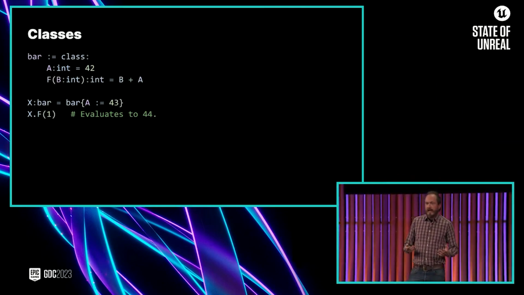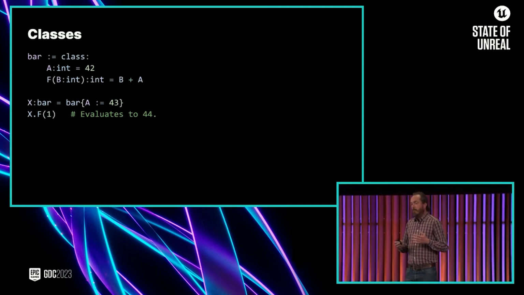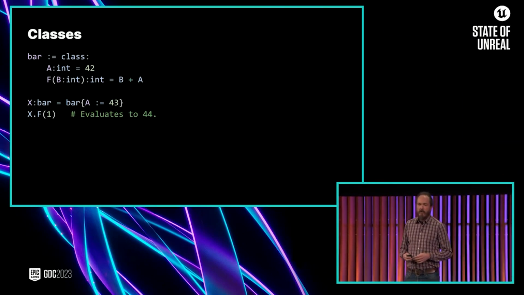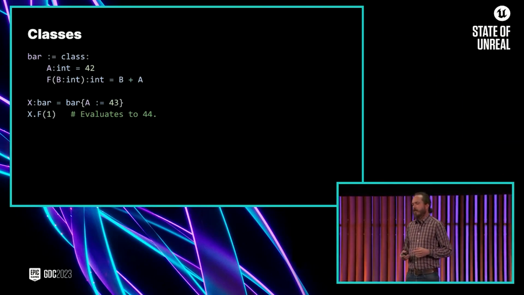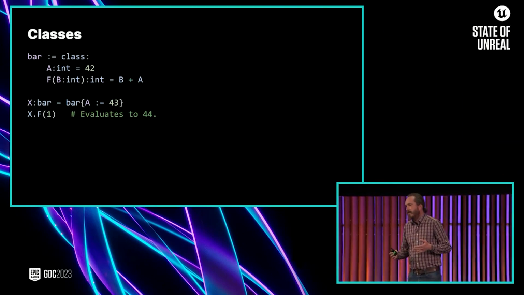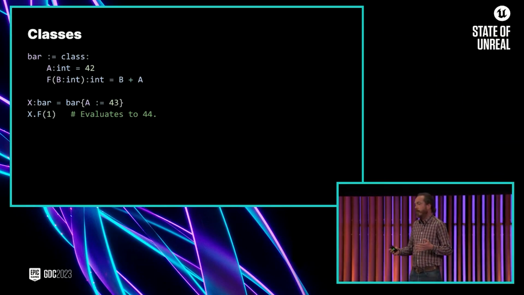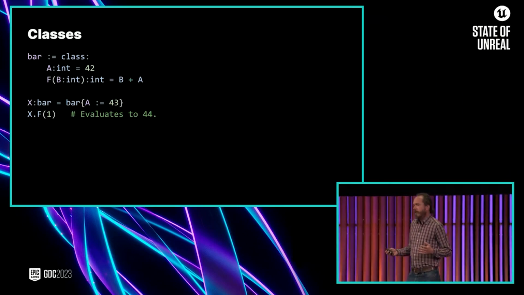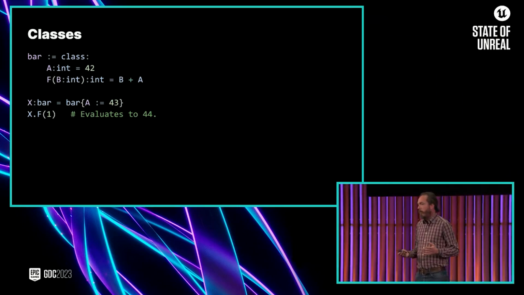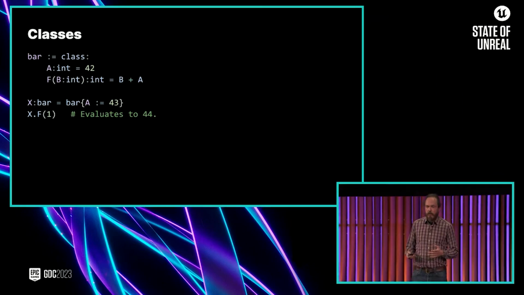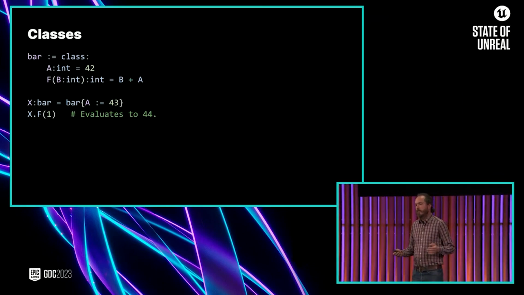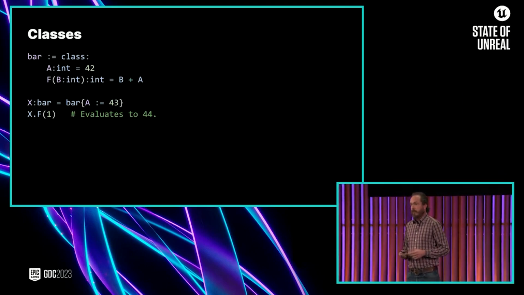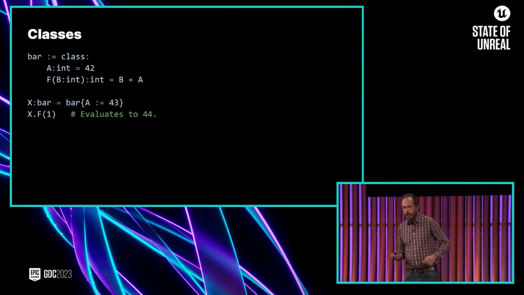Verse also supports classes. Classes are more powerful than structs. You can have subtyping. You can have functions. Class instances also have identity, kind of like they do in Java and other object-oriented languages. Here I've just created a class that has no supertype called bar. I've given a field A with default value 42 and a function. And I've instantiated bar and again overridden the default value of A with 43.